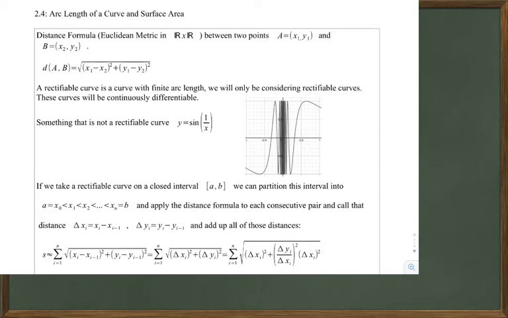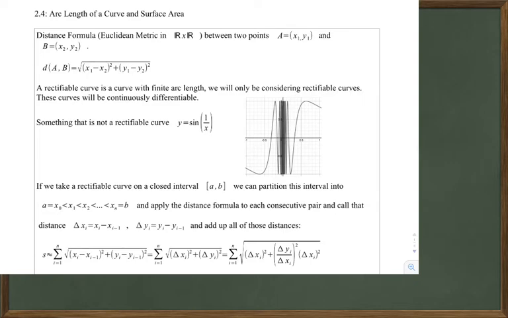Sometimes it's called the Euclidean metric in the real numbers, R cross R. The Euclidean metric is just the standard distance formula metric for measure. R cross R is just the xy plane. So the distance between 2 points in the xy plane, in Euclidean geometry, is just the distance formula. For points A, which is (x1, y1), and B, which is (x2, y2), the distance between A and B is the square root of (x1 minus x2) squared plus (y1 minus y2) squared.